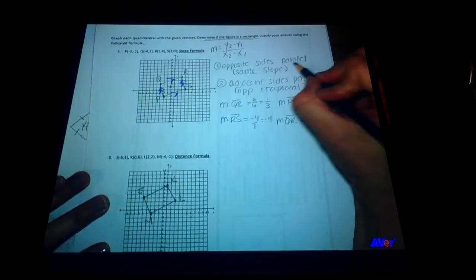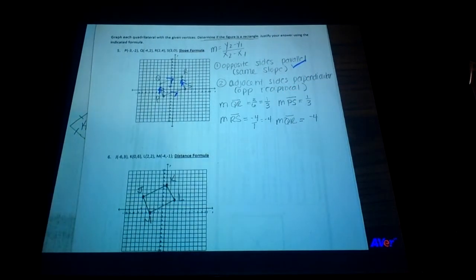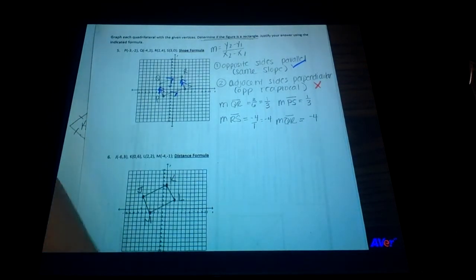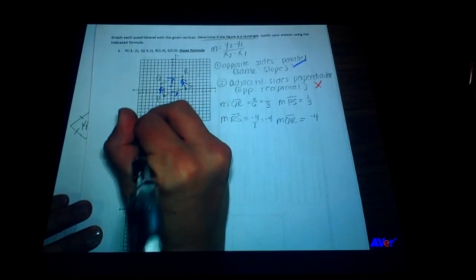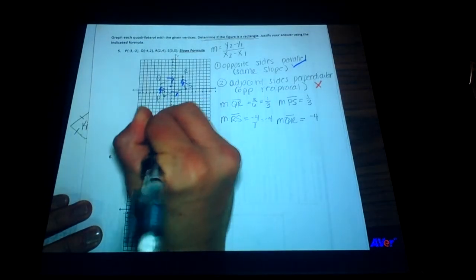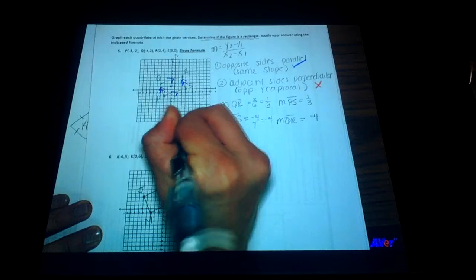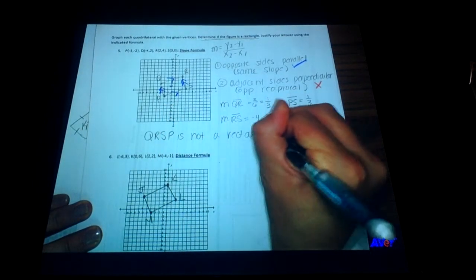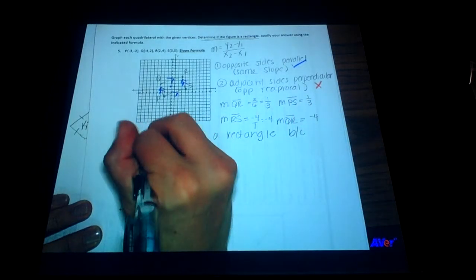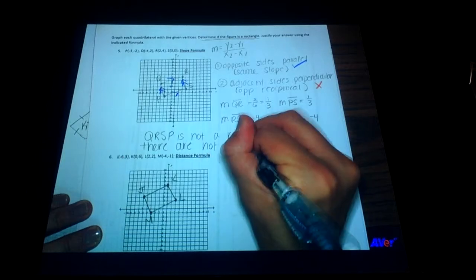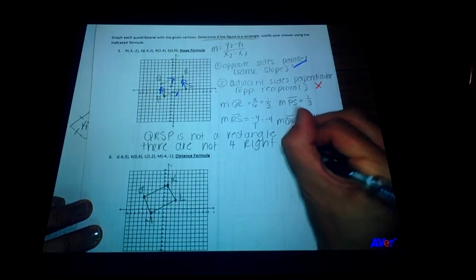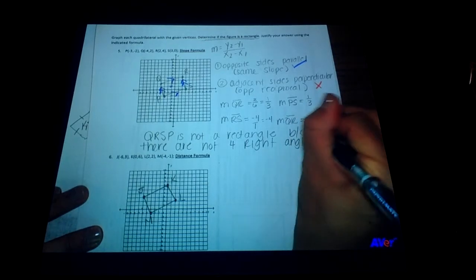So although I do have a parallelogram, I do not have a rectangle because I don't have 4 right angles. So this is not a rectangle. I'm going to write it out here. QRSP is not a rectangle because there are not 4 right angles. And I verified that not with my eyes, but using the mathematics, using the numbers shown there.